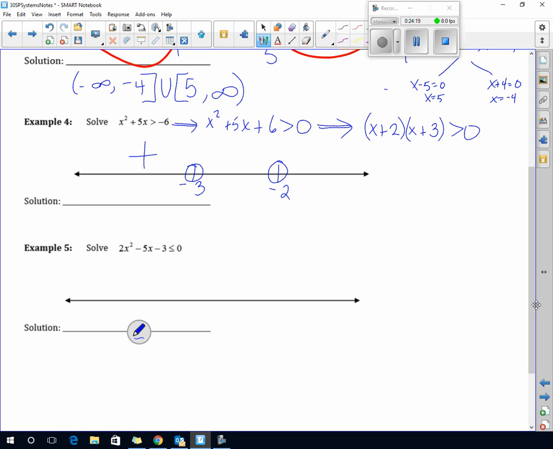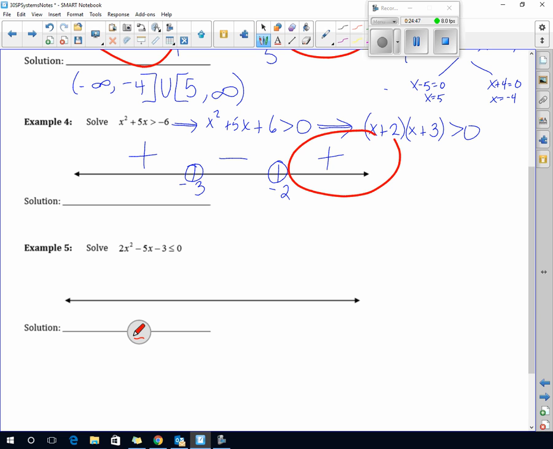Okay. What about on the right of negative 2? You could choose negative 1, you could choose 0, you could choose positive 10. Who cares? What are we going to get? Positive times a positive is a positive. What are we looking for here for a solution? Positive. Does everybody see we're looking for positive? Why am I looking for positive? Because it says greater than 0 right there. Yes?